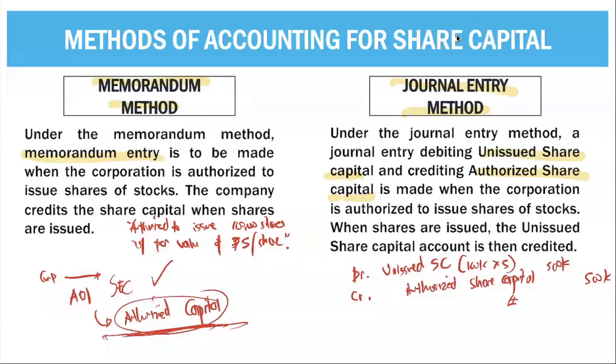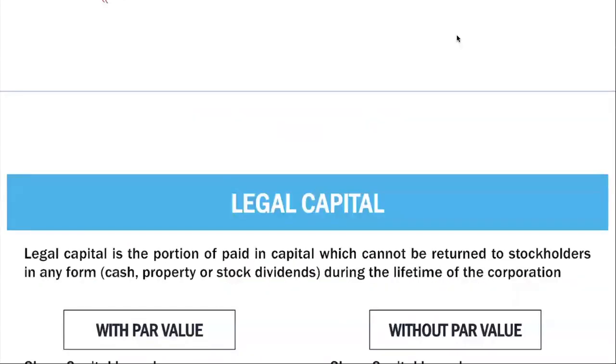In your memo method, we will make a memo entry. But in your journal entry method, we will make a journal entry. The journal entry is a debit to unissued share capital and a credit to authorized share capital. As to your subsequent share transactions, generally what we follow is your memorandum method rather than your journal entry method. In your subsequent issuances, normally what we use is your memorandum entry method. Okay, so how do we account for authorized capital? Memo method, journal entry method.